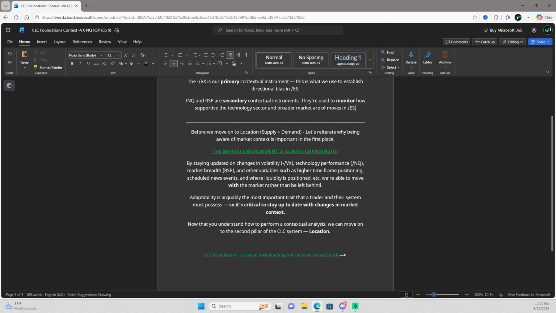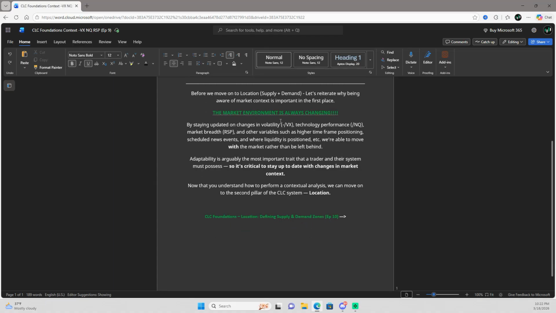So before we move on to location, supply and demand, let's reiterate why being aware of market context is important in the first place. The reason for this is because the market environment is always changing. It is always in a perpetual state of motion and change, okay? So therefore, having this contextual filter and actually doing these contextual analyses is a non-negotiable. We have to be doing this.